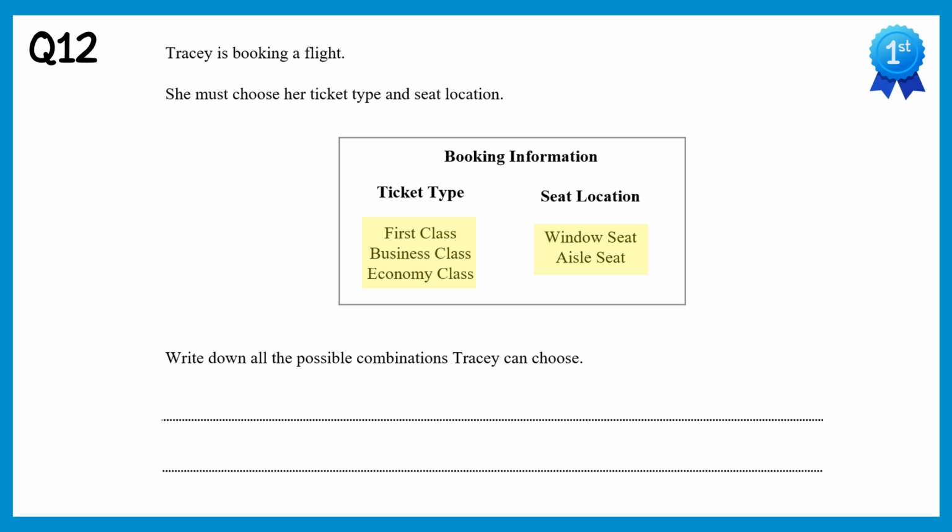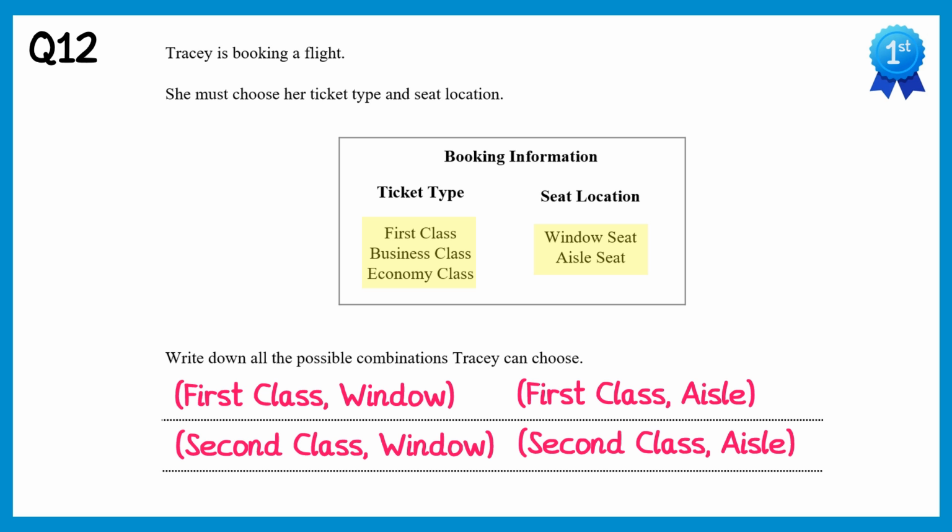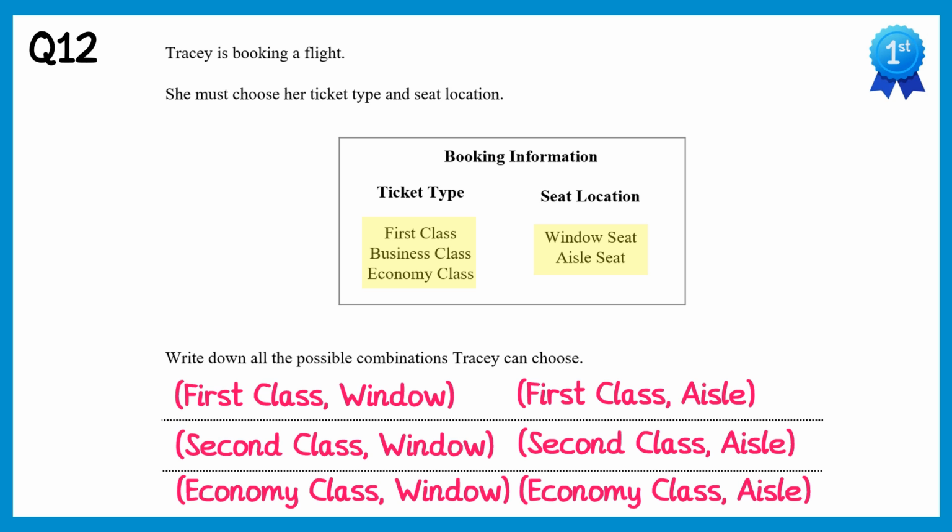So let's start with the first one from each category, first class and a window seat. Now let's change the window seat to an aisle seat, so it could be first class with an aisle seat instead. Now that's all the possibilities that involve first class, so let's move on to business class. So we've got business class by the window, we could also have business class by the aisle. And finally, we can move on to economy class. We've got economy class with a window and economy class with the aisle. And that's all of your combinations.